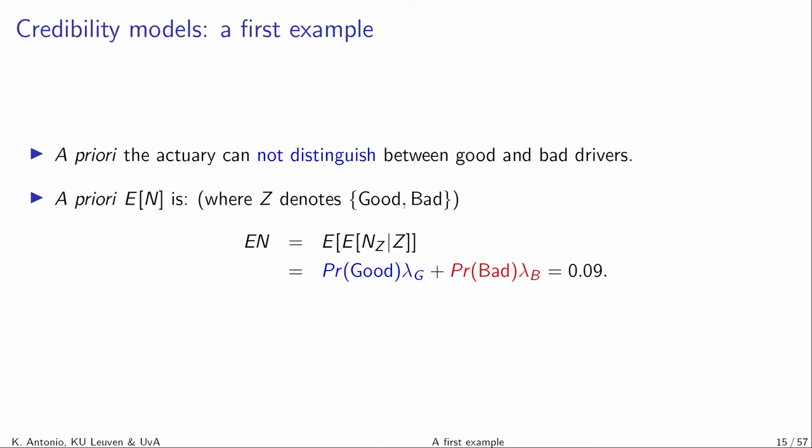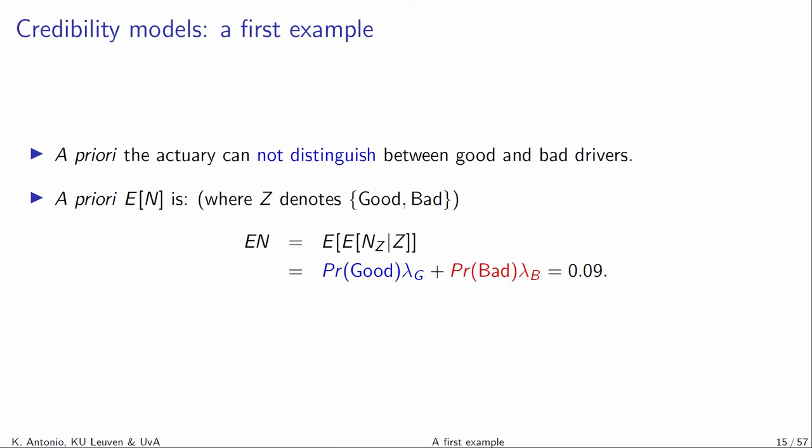So what do I get? I say that with a certain probability, I'm a good driver. And what I get then is the expected value of N given that I'm a good driver, that's lambda G, plus with a certain probability, I'm a bad driver. And then I'll use the expected value of N given that I'm a bad driver. And that's going to be lambda B. So taken together, I've got a global portfolio average of 9% in this case.